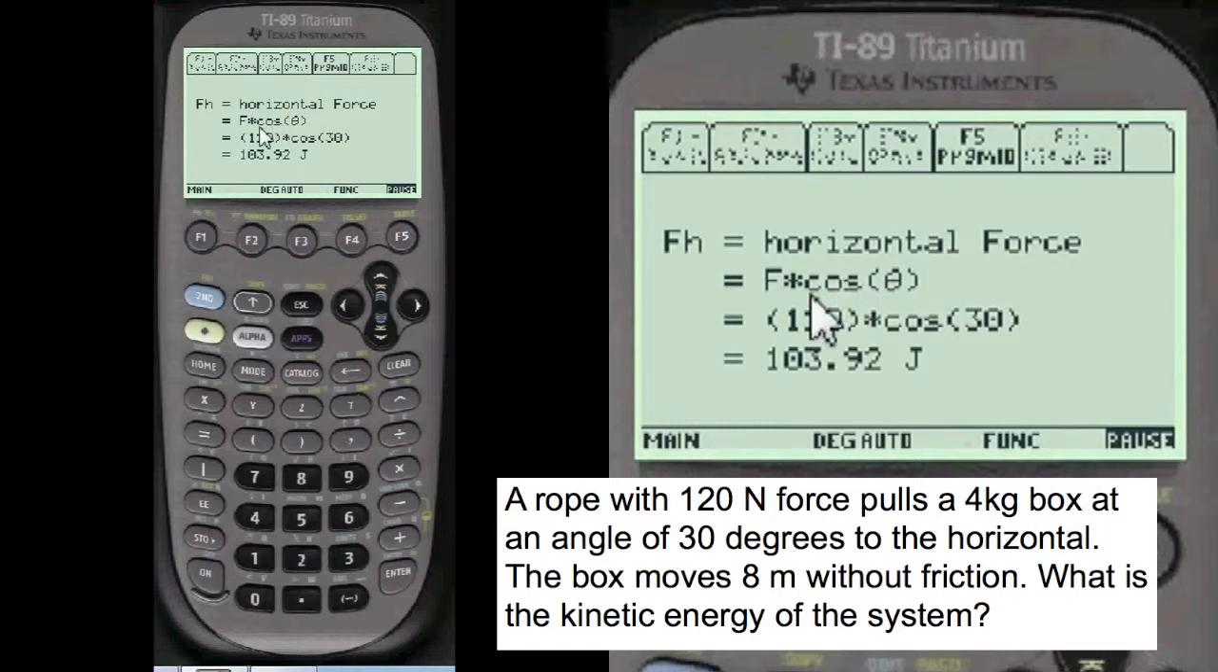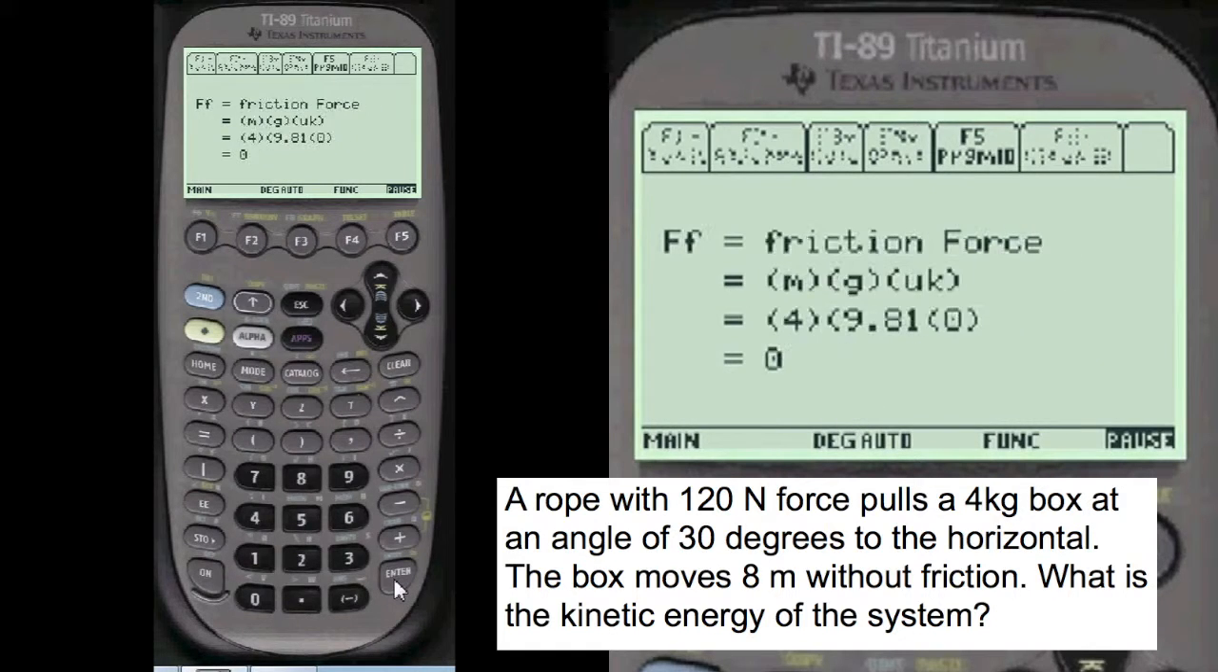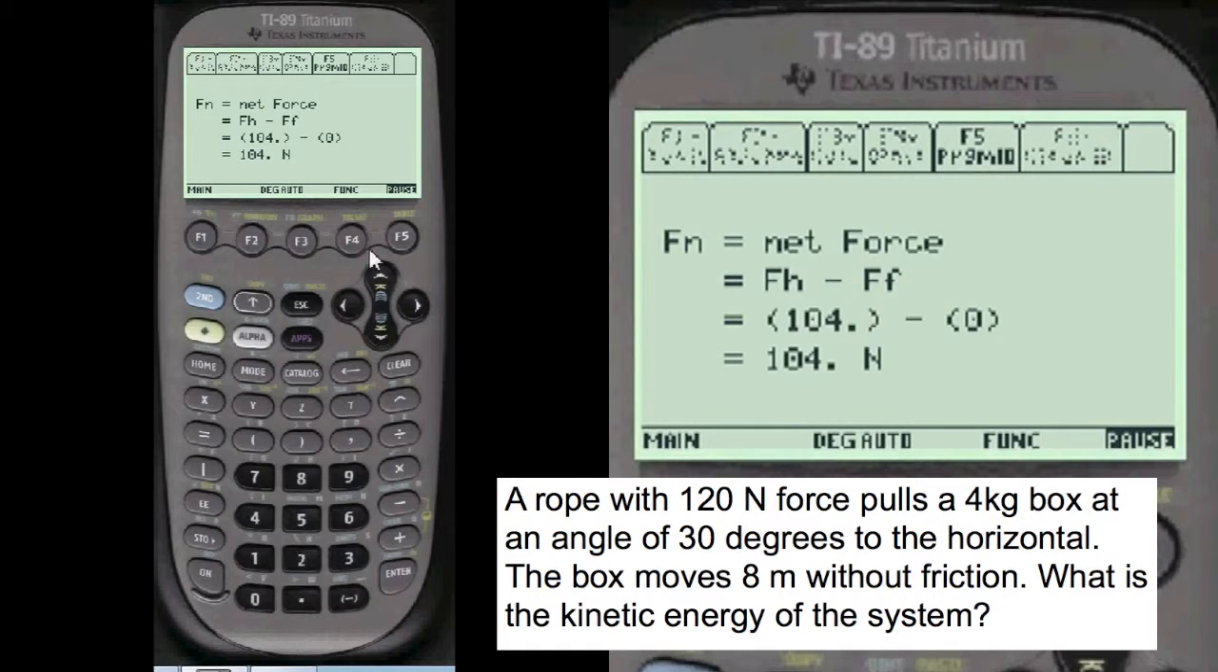First thing, you get the horizontal force, which is the applied force times the cosine of theta. Cosine of 30 comes to 103.92. And we find the friction force. In this case, there's no friction, so friction is 0. But it's actually the force of gravity times the coefficient of kinetic friction, which equals 0. The net force then is the horizontal force minus the friction force. So it's 104 minus the 0, which is 104 newtons.